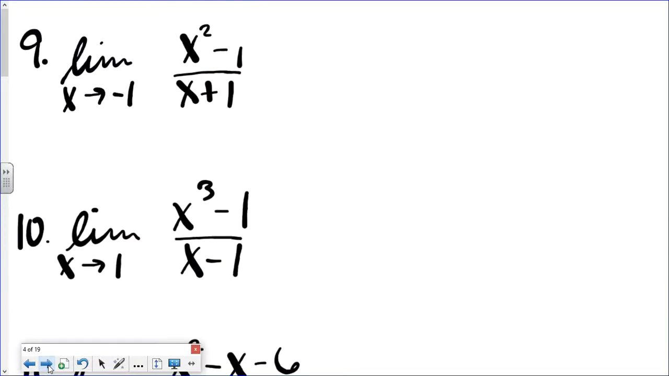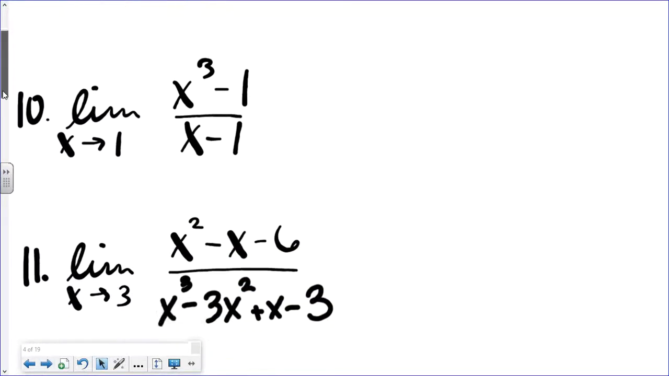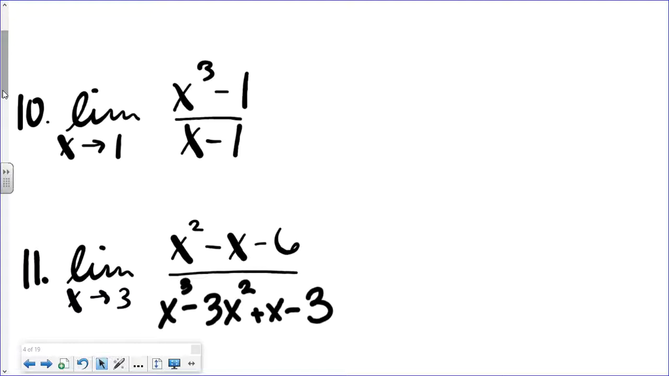Now, I don't know that we're going to do 9 and 10 because 9 and 10 could have been tested on our last test. Does -1 pose a problem? It does. So what are you going to do? Factor it. You're going to cancel it out. Then you're going to plug it in, right? We need to talk about that. How about number 10? Does 1 pose a problem? Yes. So what would you do? Factor it, cancel it out, plug it in.